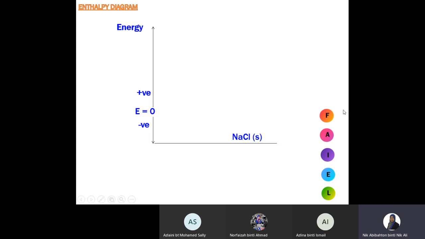Same, we're going to use the acronym that we looked just now, FAIENL. So we'll start from the formation first. So formation, sodium solid plus half Cl2 gas will produce sodium chloride solid. According to the value of enthalpy given for formation, it is negative. So when the value of enthalpy given is negative, in the enthalpy diagram, the arrow must point down. Okay, and then we label the value of the enthalpy. Number 1 equals to the value given, negative 411 kilojoule. So we finish with the formation.